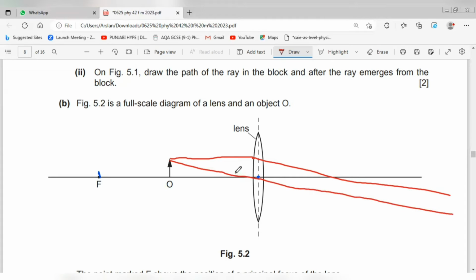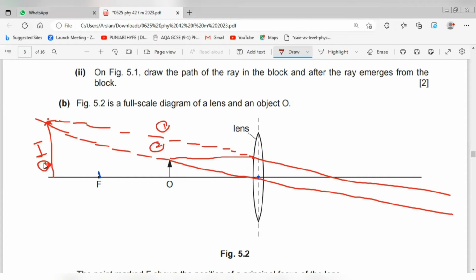It will not refract. So you know that when an object is placed between the principal focus and the lens, you will get a virtual, upright and magnified image. So extend this line backward, and also this line backward, and at the point where these lines meet, make an arrow upward. So this is the magnified image. So you will get 3 marks for 1, 2, and this is 3 marks.